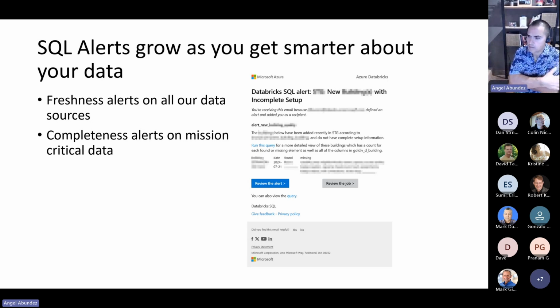And it's hard. You've got to really put your data quality thinking cap on, because you're trying to figure out what is the easiest, most straightforward content to put in one of these alerts. But they're super, super helpful.